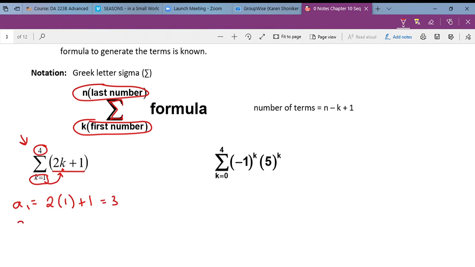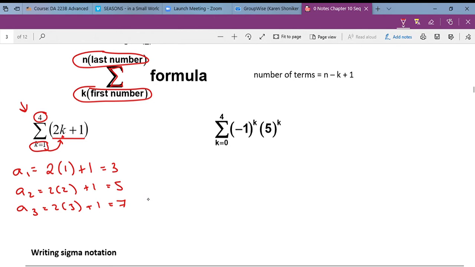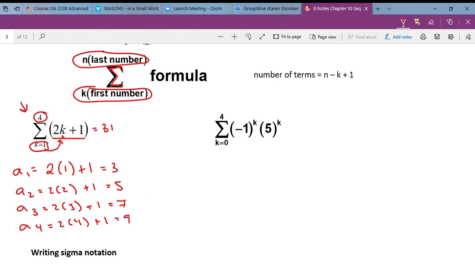So you get 3. When k is 2, you get 5. When k is 3, you get 7. And when you see the pattern, you don't have to continue, but you can. When k is 4, you get 9. So what we're finding is the sum of the first 4 terms in our series. So if we add those all together, we will get, what, 8 plus 7 is 15, plus 9 is 24. So the sum for that general equation for the first 4 terms would be 24.